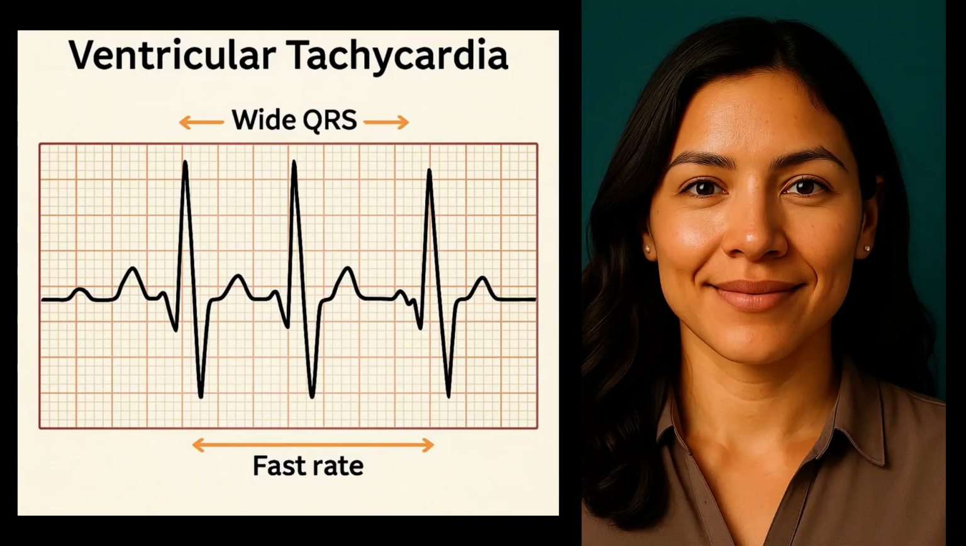Ventricular tachycardia, or VTach, shows wide QRS complexes at a rate greater than 100 beats per minute. You won't see P waves, and the rhythm may be regular or slightly irregular. This is a medical emergency that can quickly deteriorate into more dangerous rhythms if not treated promptly.